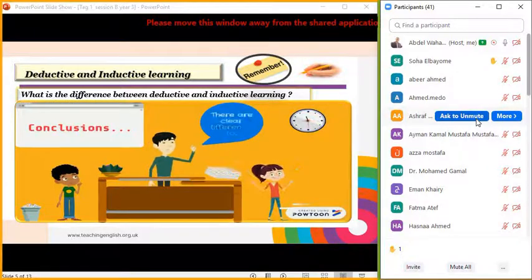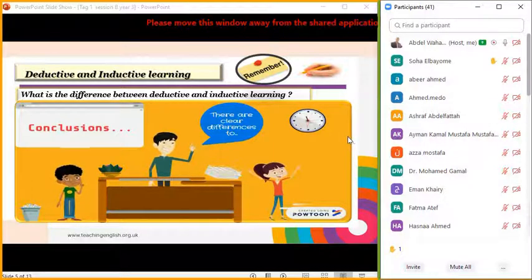There are clear differences between the inductive approach and the deductive approach in grammar teaching. Inductive tends to be more efficient in the long run, but deductive is less time-consuming. Much depends on the teacher and the student.